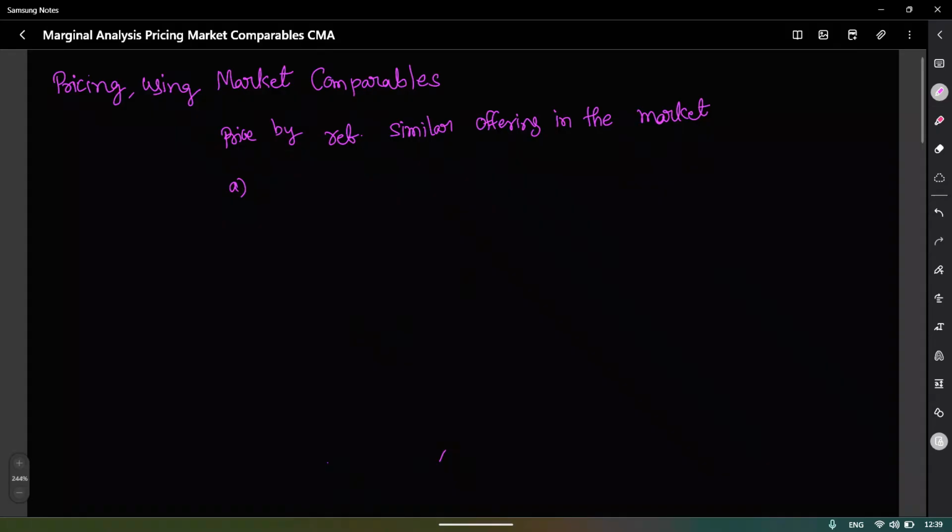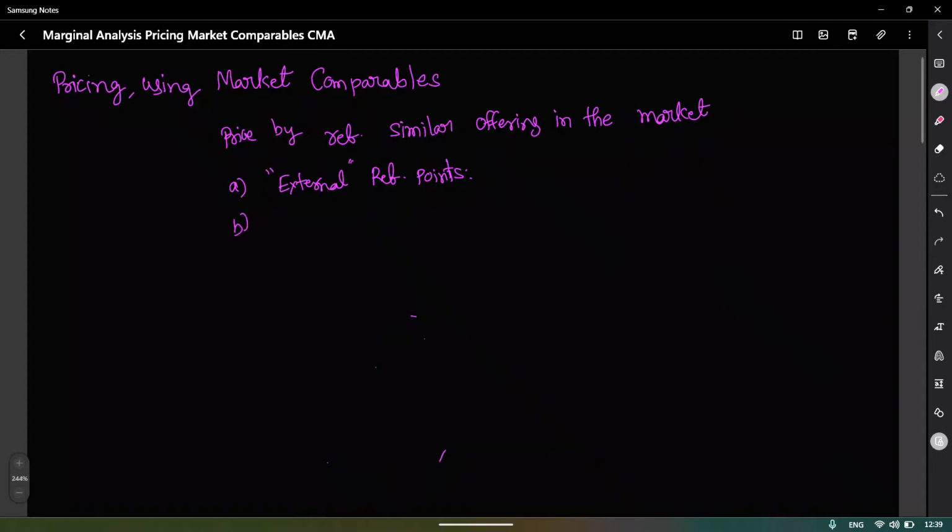Competitor prices serve as an external benchmark, an external reference point for us. The competitor prices serve as external benchmarks, helping the management assess how their prices compare in the industry, how the prices are there in the industry. So this is an external reference point.